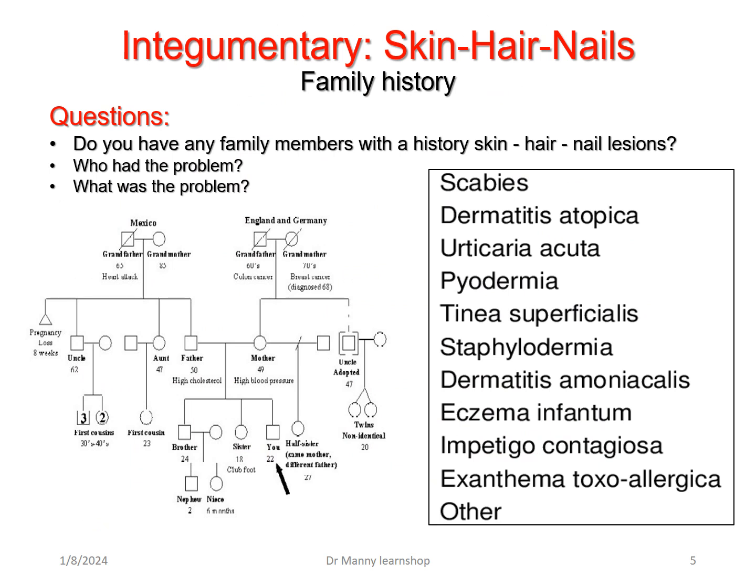Some of the important things related to all systems are family history. So when it comes to the integumentary system, questions could include, do you have any family members with a history of skin, hair, or nail anomalies? And if so, who had the problem? And if so, what was the problem? And there are numerous disorders that could be identified, which could be genetic and transferable in a family.